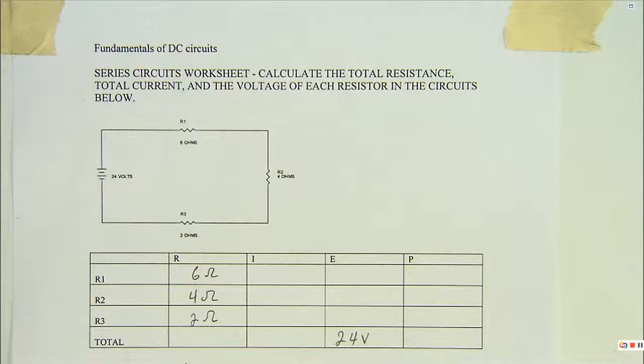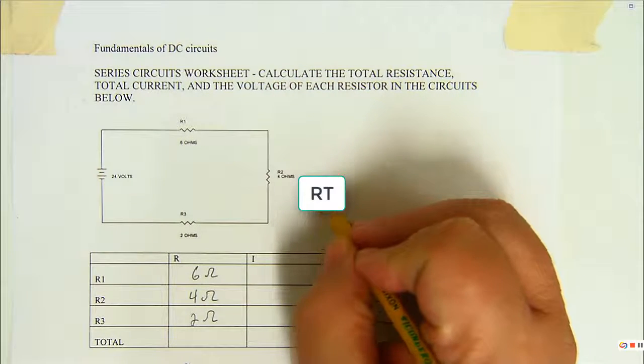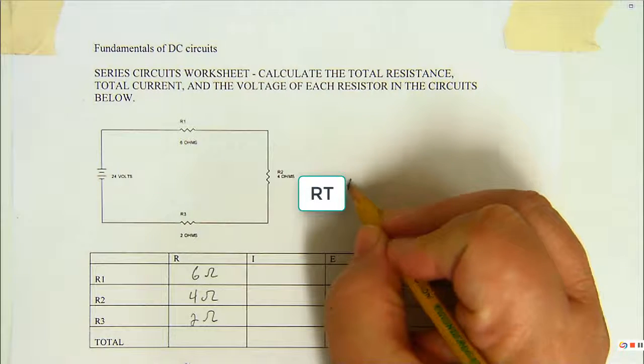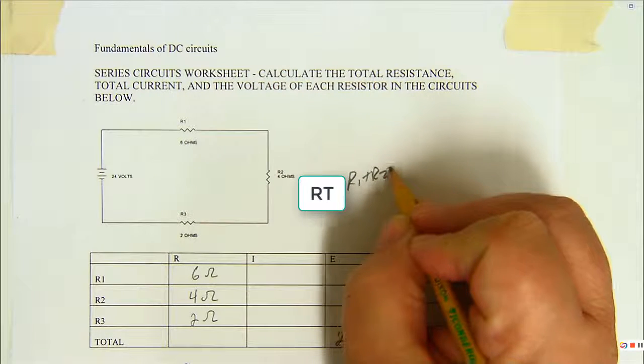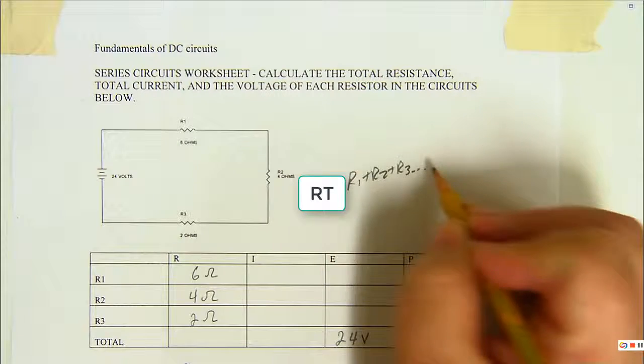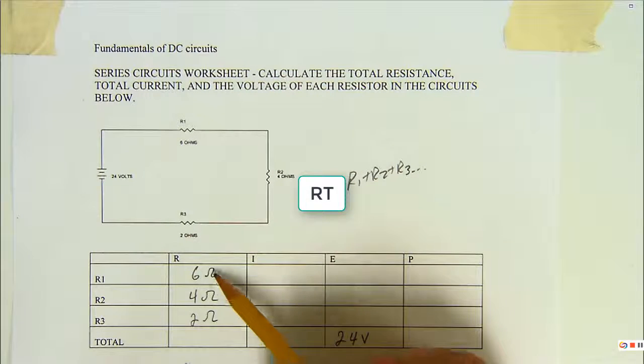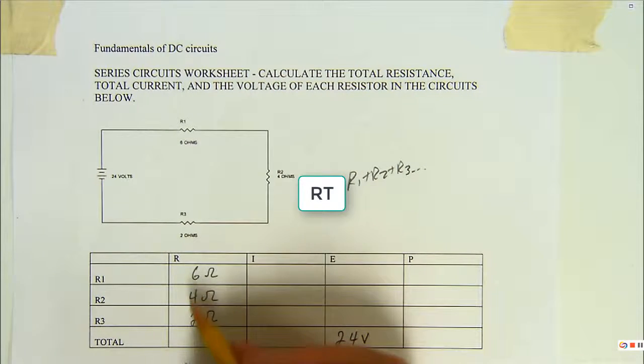We want to use units, get in the practice of putting those units on the end so that we know what it is we're talking about. First thing we're going to want to do is find our total resistance. For that, we add up the resistors. We just add up our resistors. Pretty straightforward. 6 plus 4 is 10, plus 2, 12 ohms for our total.